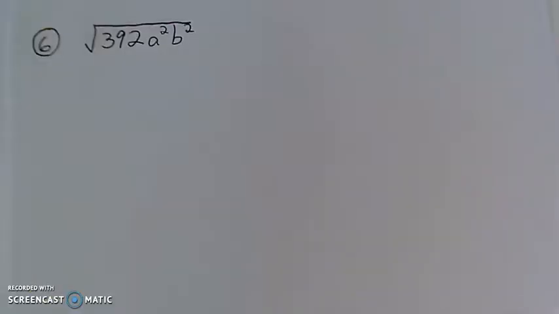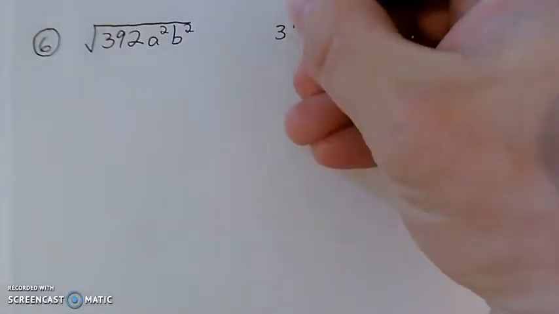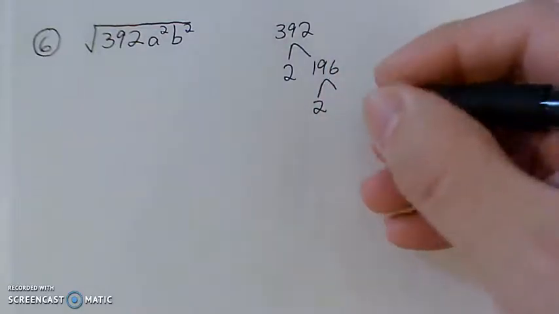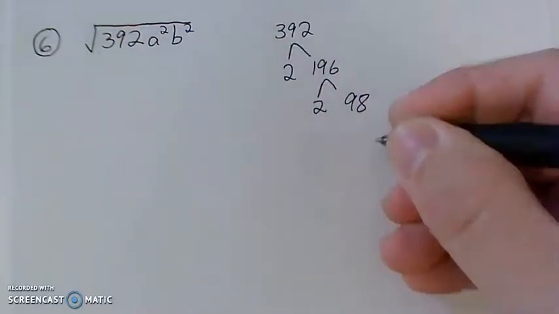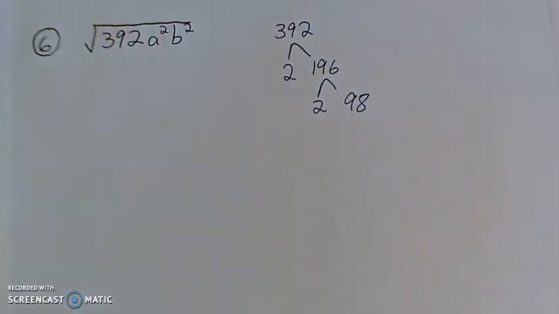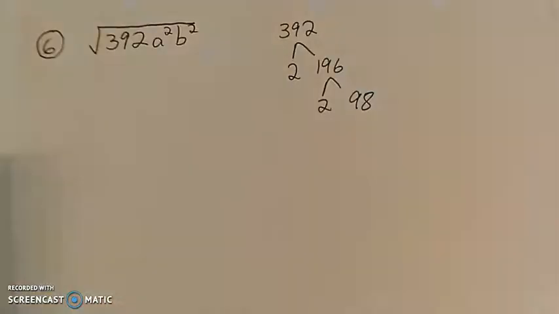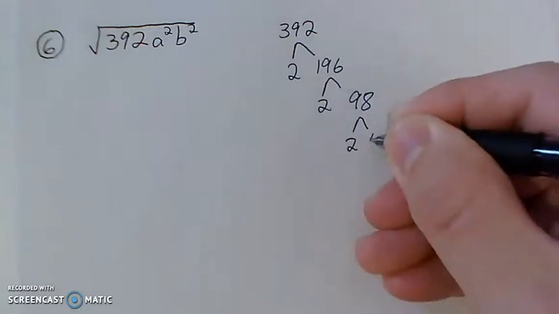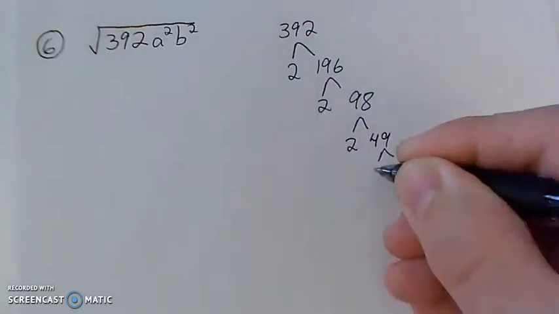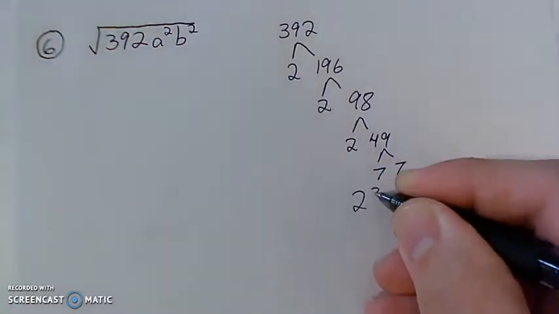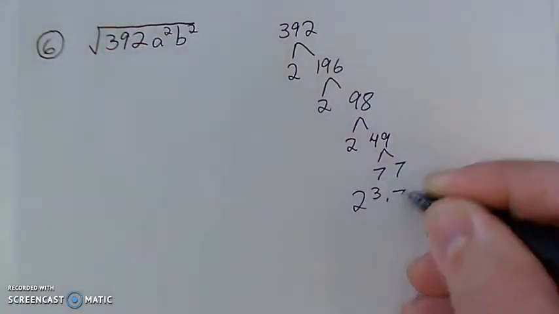This is problem number 6 of 10. 392, prime factor is 196 times 2, then 98. I'm definitely using a calculator around, y'all just don't see it. So I actually just said, alright, 392 divided by 2 is 196, divided by 2 is 98, since I know that 98 is divisible by 2, so 2 times 49, and 49 is simply 7 times 7. Now I'd represent that as 2 to the 3rd power times 7 squared.